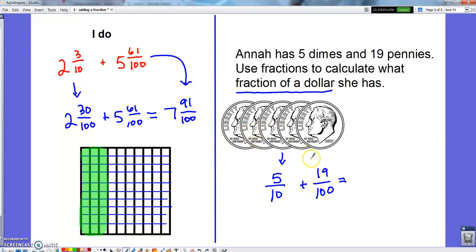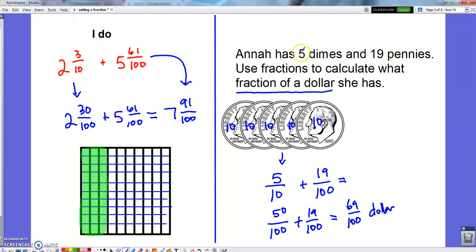So I still can't add dimes to pennies. I can add tenths to tenths or hundredths to hundredths. So I can think about each of these being 10 pennies. Instead of thinking of that as 5 dimes, 5/10 of a dollar, I'm thinking of it as 50/100ths of a dollar, 50 pennies. And I can add 50 pennies to 19 pennies. And she has 69/100ths of a dollar.